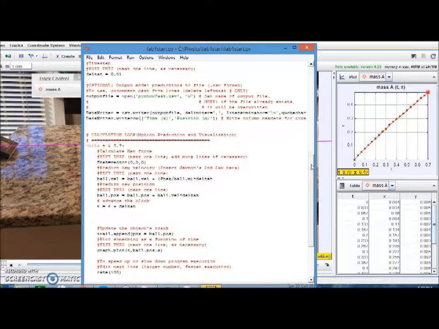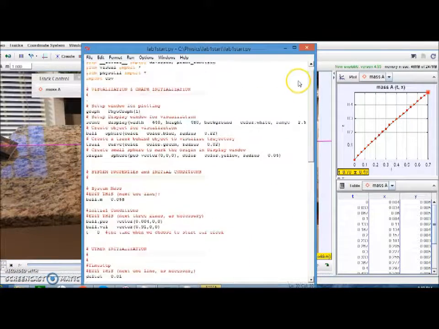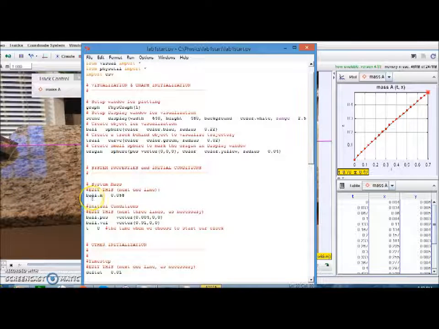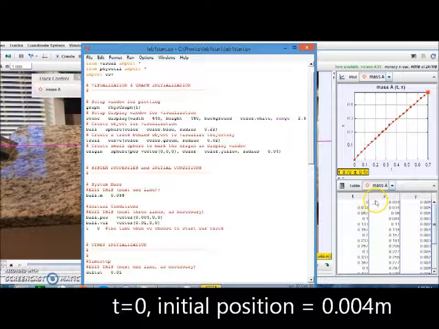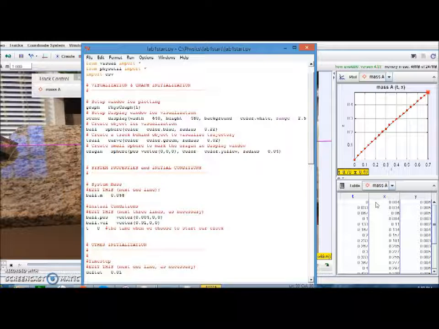Next, I went on to edit the Python file that was given. First, I changed the ball's mass to 0.058 kilograms because that's how much a tennis ball weighs. Then, I changed the initial position vector by figuring out that as the time is 0, the x position would be at 0.004 units, which is in meters.